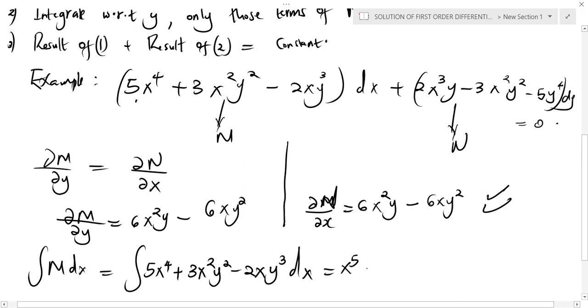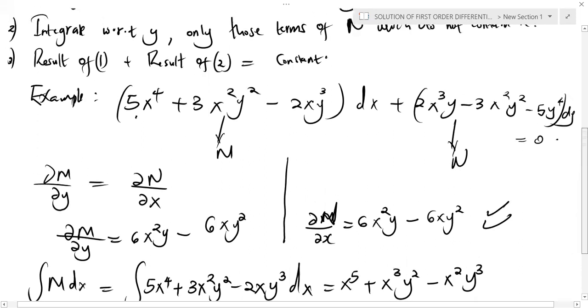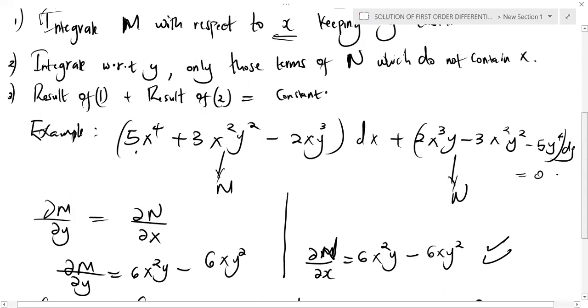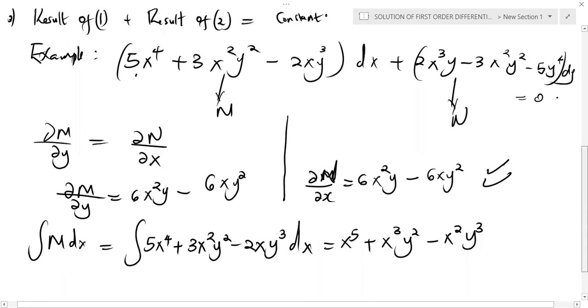so that will be x^5, plus 3 over 3, that will be x^3y^2, minus 2 over 2, that will be x^2y^3. And then for the values of N, we are going to integrate with respect to y, but we are only taking values of N which do not contain x. Now look at N, which values do not contain x. This one has x, this one has x. So it's only the last bit that does not contain x.